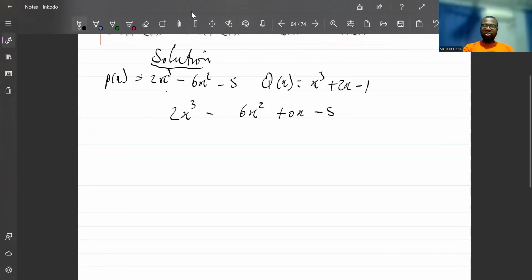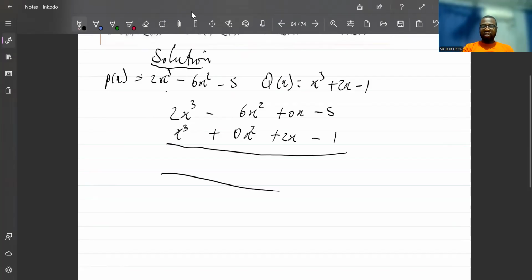Then I'll do the same thing under the second one, which is x raised to the power 3. Then I don't have raised to the power 2, so I'll include 0x raised to the power 2. I have raised to the power 1, so I have plus 2x, then negative 1. So I will arrange it in a way that the powers align. When the powers are not there, I will add 0 to make it easy so that I will not forget when I'm solving it.